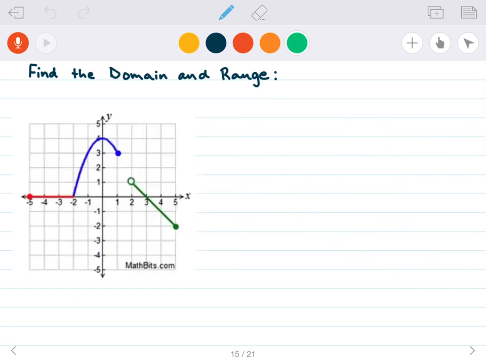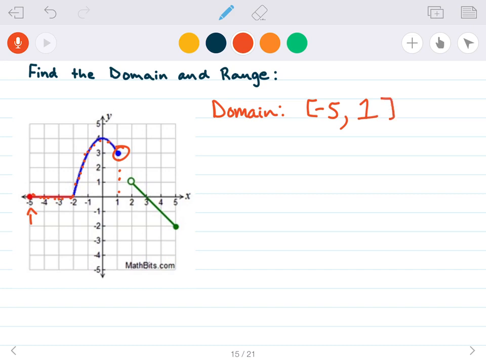All right, let's do this one. We don't have any arrows, so we don't need to use infinity here. Let's look at the domain first. The domain, how far left to how far right? It starts here at x equals -5, and it's a closed dot, so we include it. It travels all the way to this point right here, which happens at x equals 1, and it's a closed dot, so we include it.